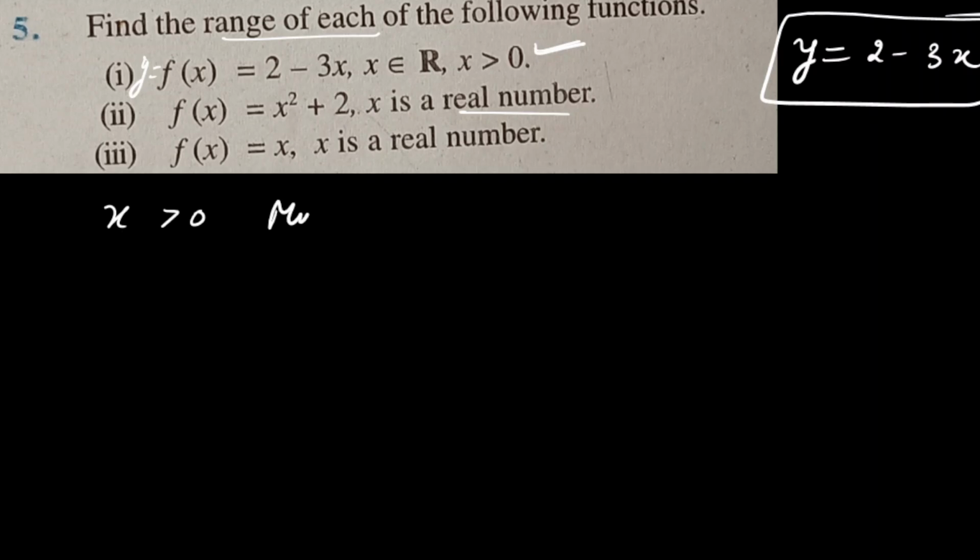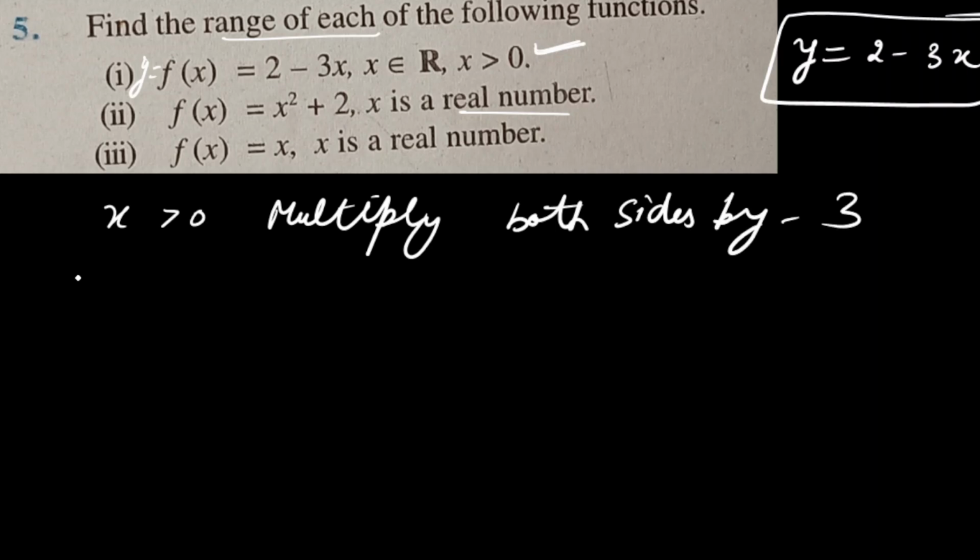So what I'll do? I'll multiply both sides by minus 3. If I'm multiplying both sides by minus 3, this will become minus 3x, and the inequality will get reversed. As I have told you, whenever we multiply both sides by a minus sign, we have to change the inequality. Here 0, because if you multiply anything with 0, the answer will be 0.